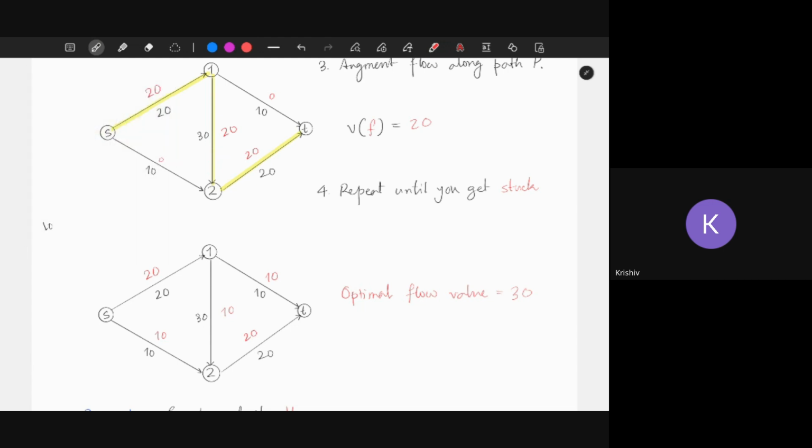So, if you have ever done greedy algorithms, you will always hear this statement: local optimality doesn't necessarily imply global optimality.